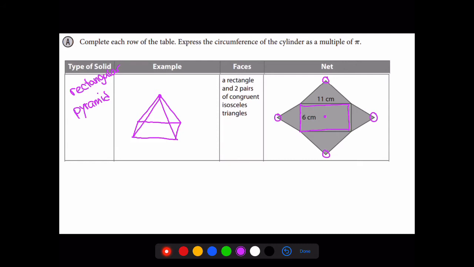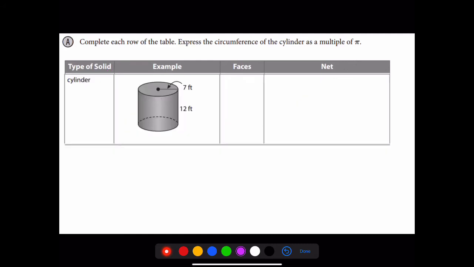All right, let's keep going. Next, we have a cylinder. It says keep it in terms of pi. We don't really need to do anything with that right now. If I look at this, our faces, well, we have 1, 2, 3 here, so we have 3 faces. If I were to draw a net, I'd draw 2 circles, the top and the bottom, and then they're connected by this whole thing that wraps around.